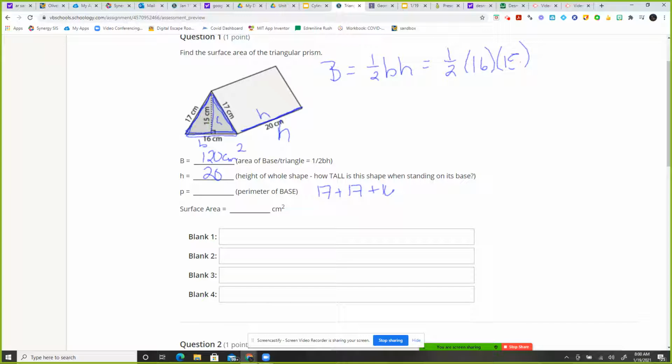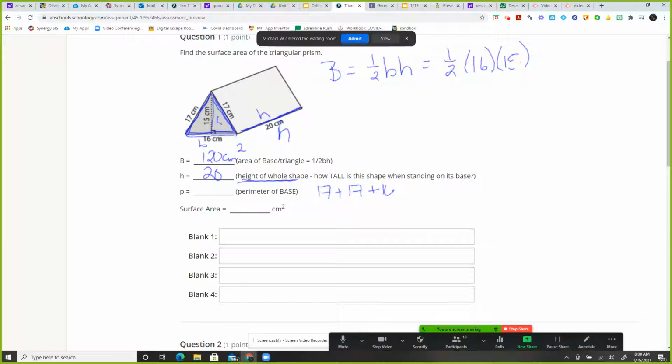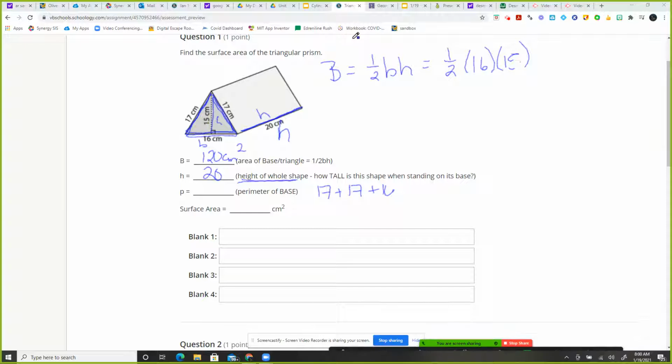Wait, how'd you get 20 though? 20 for the height of the whole shape? Yeah. Because the height of the shape is not the height of the base. The height of the base is that 15. So think about it this way. If this shaded part here is the base, that's what it sits on. So if it's standing up like a house, like say this is a weird shaped house, it's sitting on its triangular base and it's 20 centimeters tall.